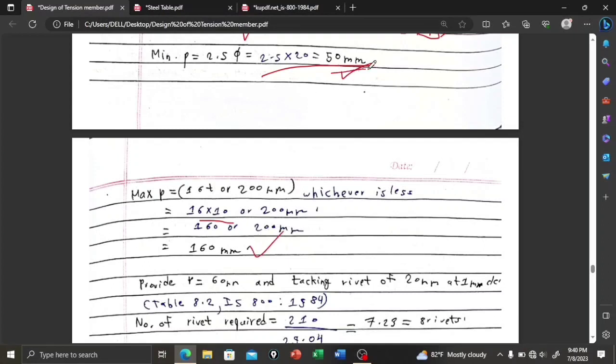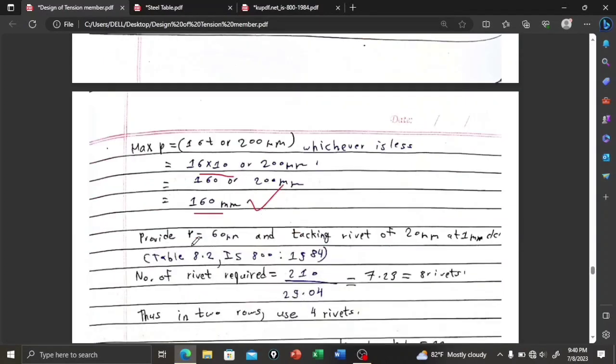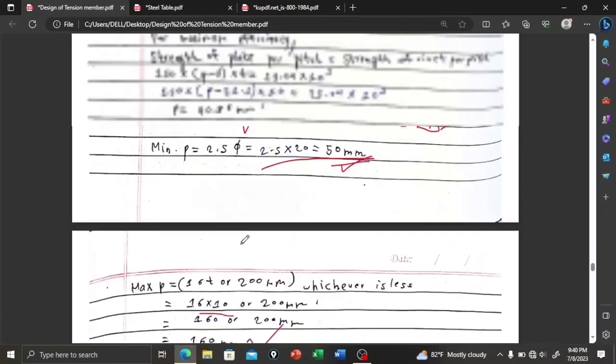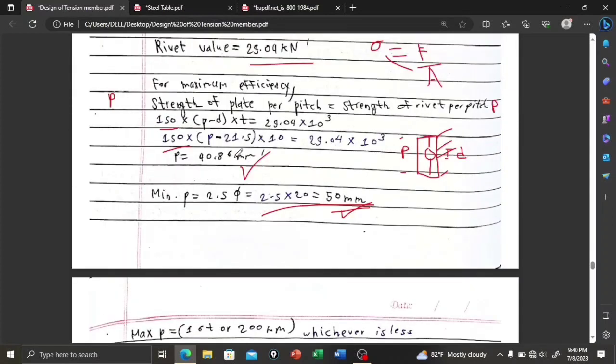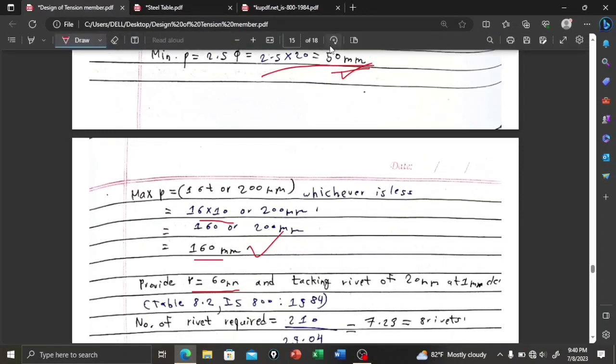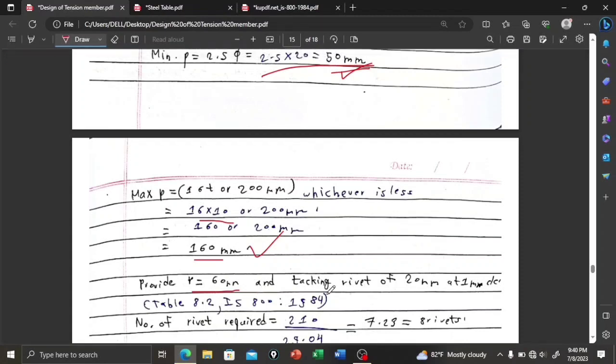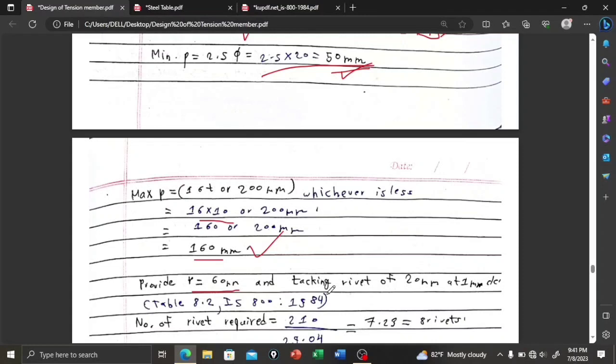So pitch should be between 50 and 160, and we got around 40, so we can choose 60, because this 40 is less than the minimum pitch, so we have to choose around 50, a slightly upper value from this minimum, which is 60, and taking rivet of 20 mm at 1 meter center to center.